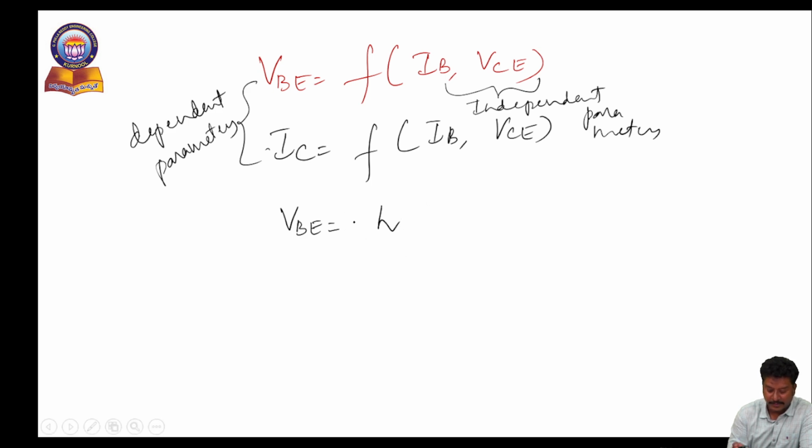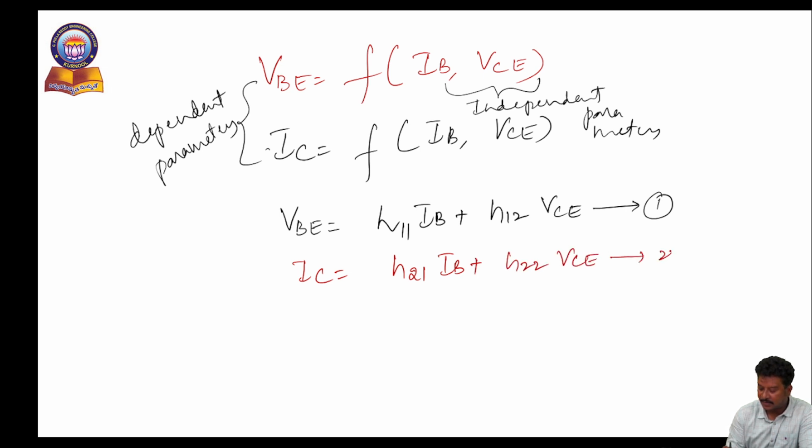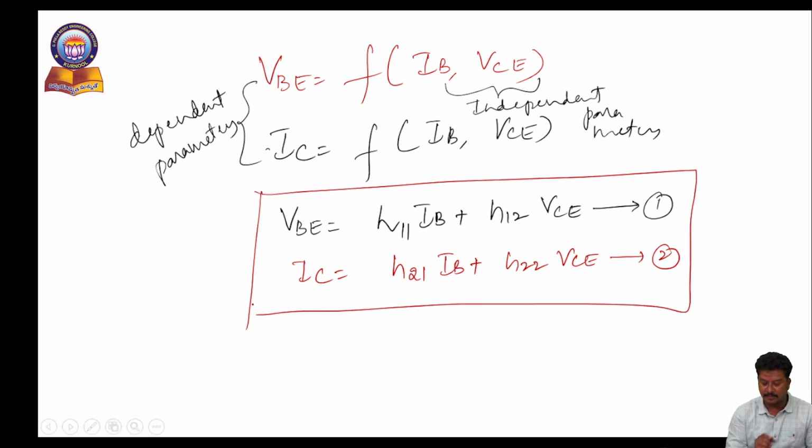I have to find out what is H. H11. Why? Because it is a two-port network. We are considering IB. H12, we are considering VCE. This is equation 1. Similarly, IC is equal to H21 IB plus H22 VCE. This is equation 2. These are the two things we are framing from the input and output characteristics of the transistor.